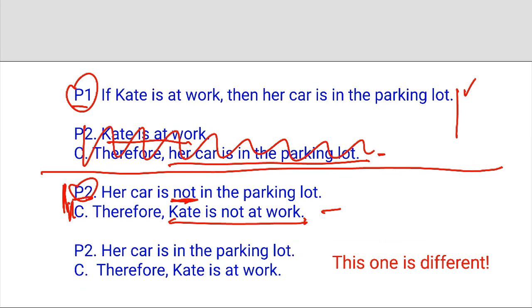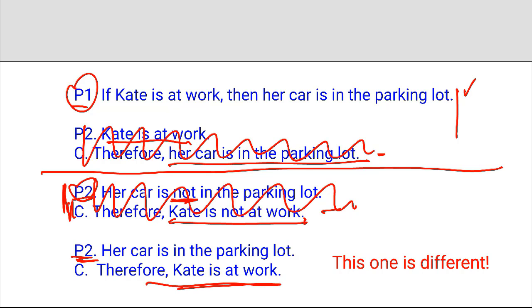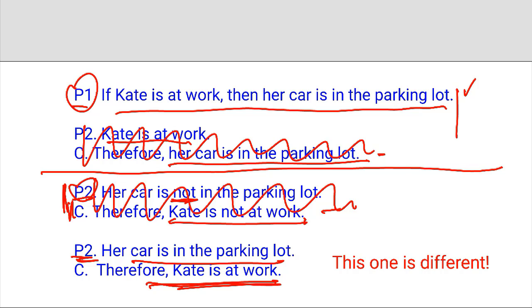The last thing we'll look at is this argument here. Premise 1: if Kate is at work, then her car is in the parking lot. Premise 2: her car is in the parking lot. Conclusion: therefore, Kate is at work. You might think that if these premises are true, then this has to be true, but that's not actually the case. Her car can be in the parking lot, we can have this rule in force, but it might be the case that Kate is not at work. Her car being there and Kate being somewhere else is not breaking the rule.